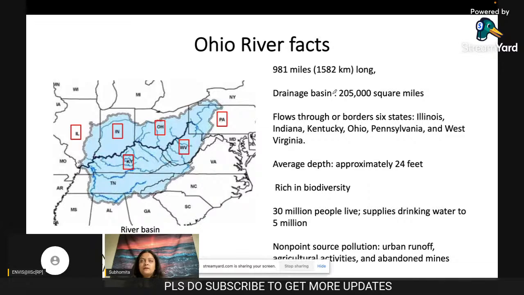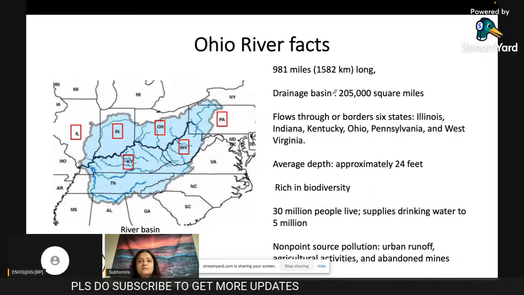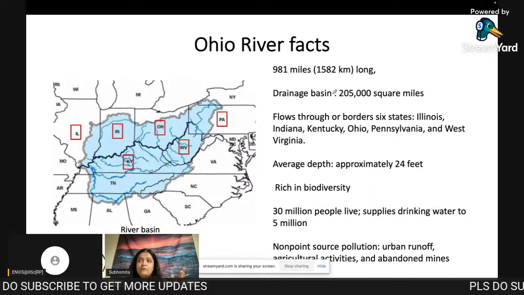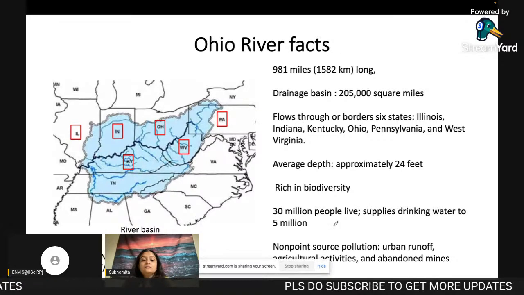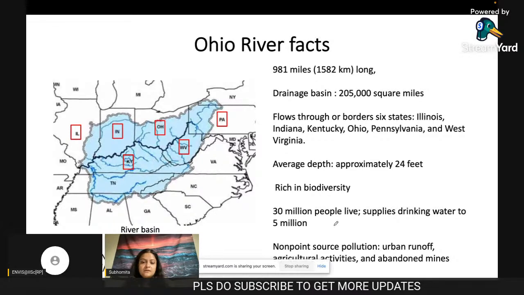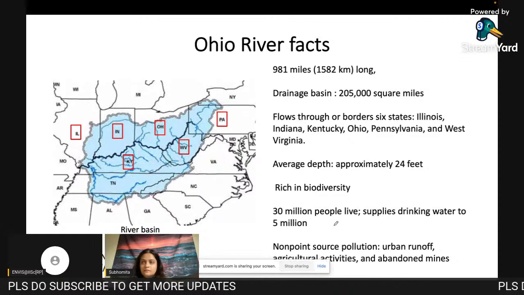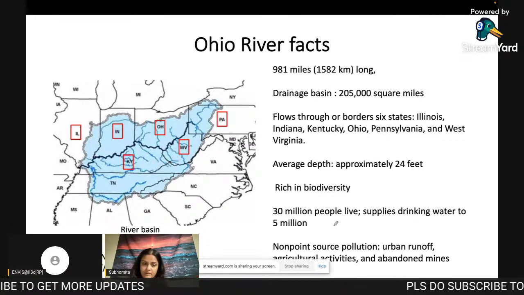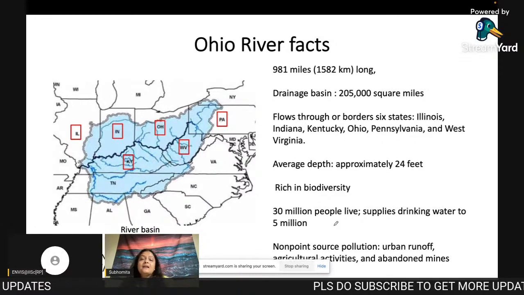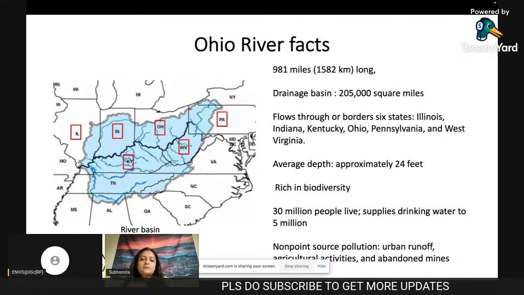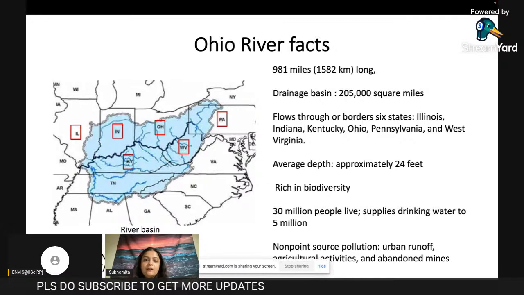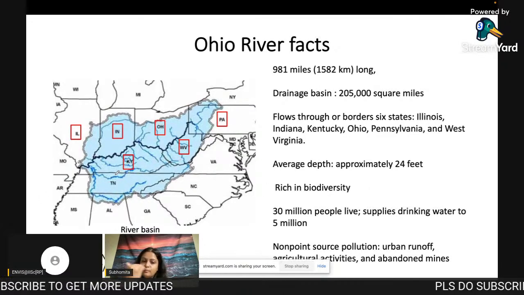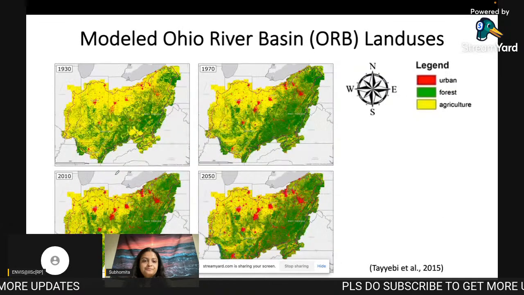30 million people live here, and drinking water is being supplied to 5 million people. But it has a big non-point source pollution problem, mainly coming from urban runoff. There are a lot of urban developments that were previously there, and they're still developing, along with agricultural activities, and also some abandoned mines that used to exist in this area, not anymore. So that is the source of pollution in this river watershed.